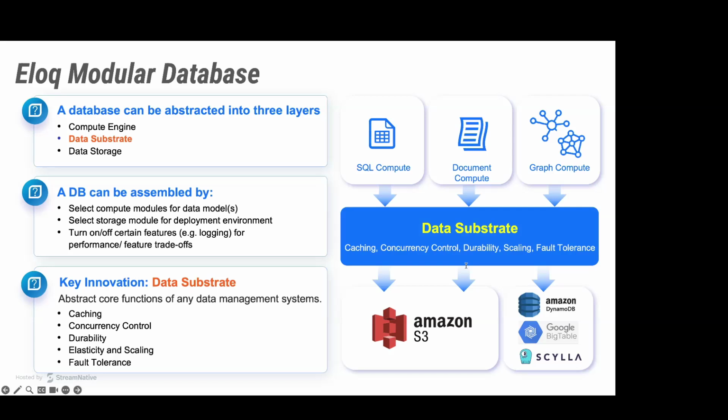The real innovation here is the data substrate. You can think of it as the brain of the database system. It handles the transactions, caching, durability, scaling, and fault tolerance. And it's shared across the data models. So we can plug a document engine into it, a SQL engine or a Vector engine. And they all get those core features for free. Also, the data substrate is the key to achieving high performance and low latency for a distributed and transactional database.